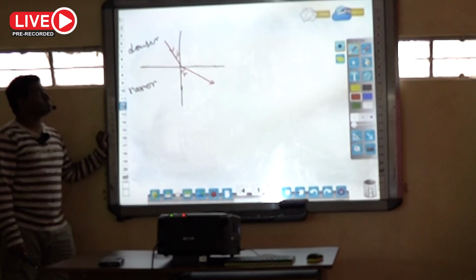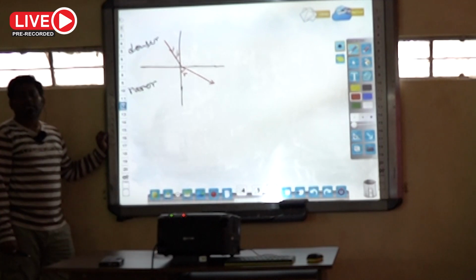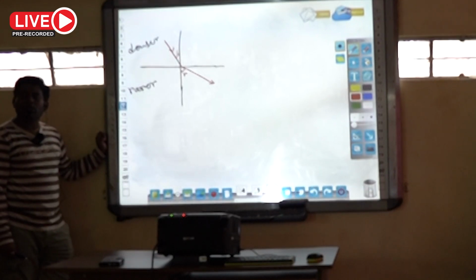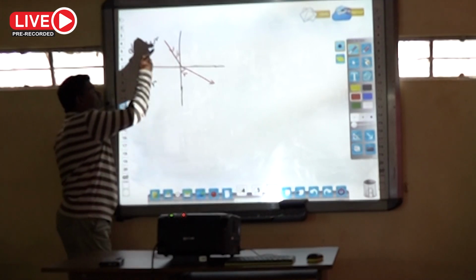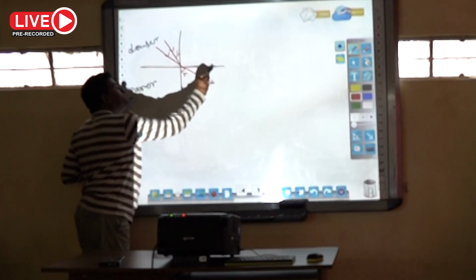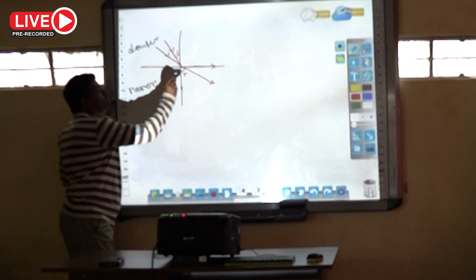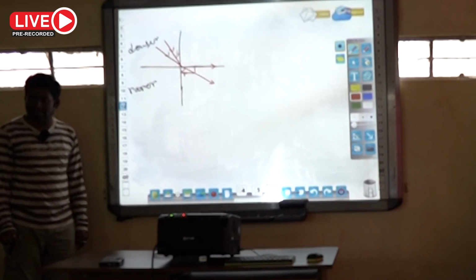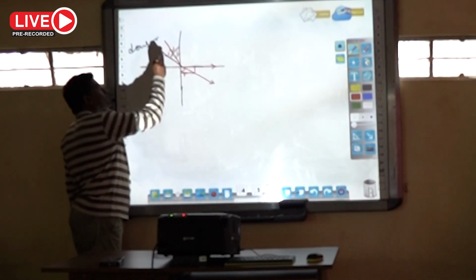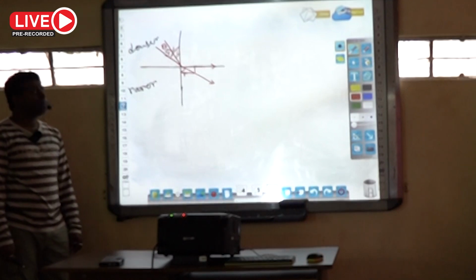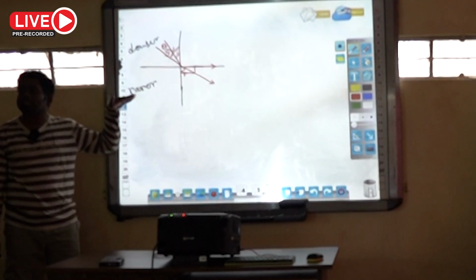Okay. Now, if I increase the angle of incidence in the denser medium, then the angle of refraction in the rarer medium will also increase. And finally, one time will come when for a particular angle of incidence, the refracted ray will become parallel to the interface of the two media. That is, the value of r will now become 90 degrees. So there is a particular value of angle of incidence in the denser medium for which the angle of refraction will become 90 degrees and the refracted ray grazes along the interface.